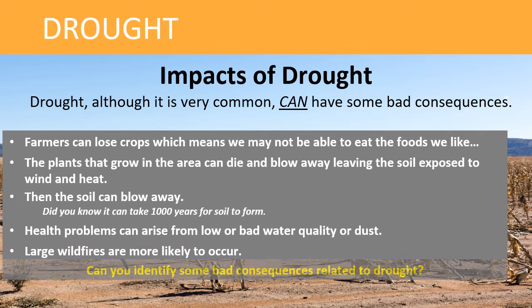Farmers can lose their crops, which means there's no food for us or for them to put on the table. The plants that grow in the areas will die and blow away. Some of these plants with small roots are known as tumbleweeds. You guys may have seen them in movies or TV shows where they're plants that just roll around.